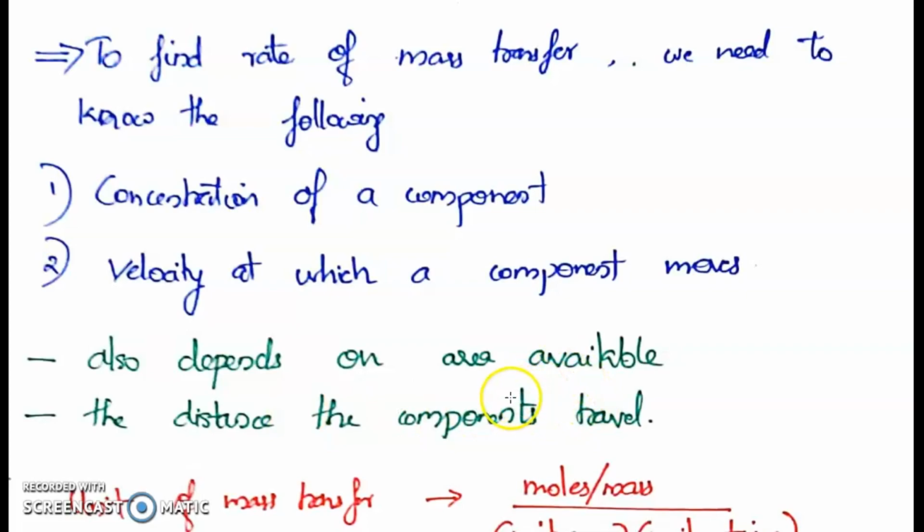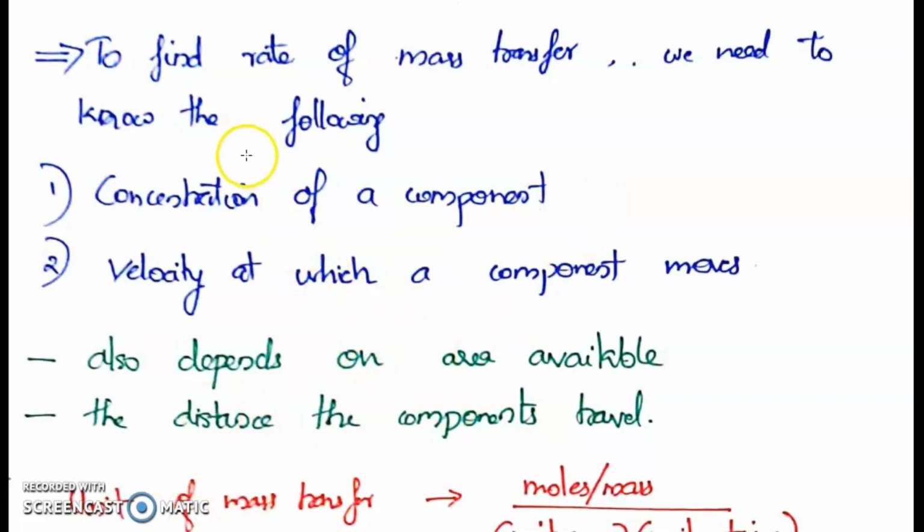If the area available is more, then the molecules are free to move because of the larger surface area available, so the rate will be more. And it will also depend on the distance the components need to travel. If they have to travel a longer distance, the rate will be low because energy is required to travel a longer distance.